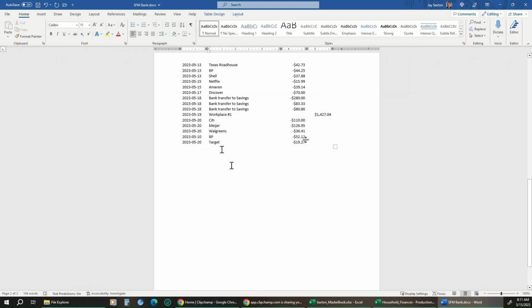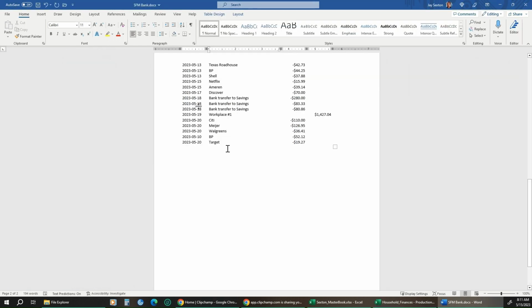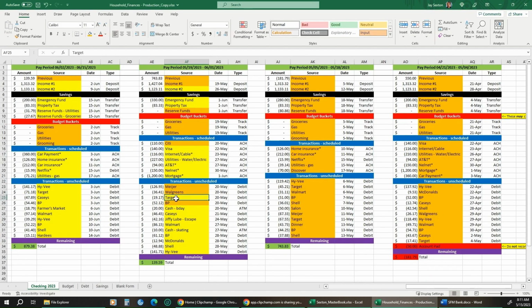We have BP 5212 on the 10th, BP 5212. Whoops, not the 10th, the 20th. Sorry, I put it in there as the 10th because that's a typo that I made there. Should be the 20th. Target 1927 on the 20th. Target 1927. No, I have 1917. So there's another example of a typo. The 2 and the 1 right next to each other. That's pretty common. So I need to update my budget to reflect the bank statement.